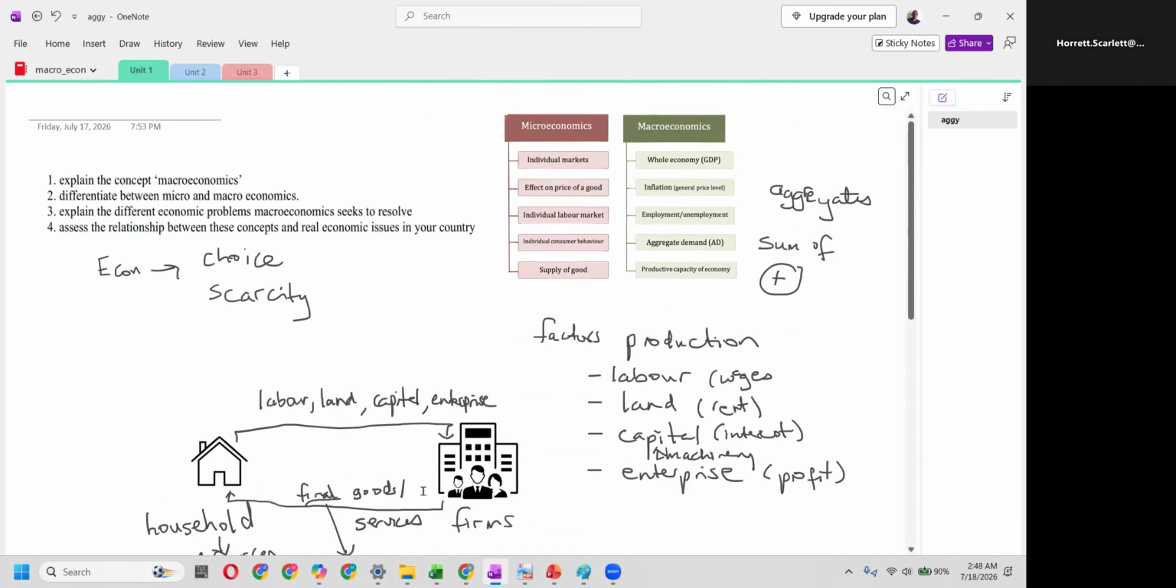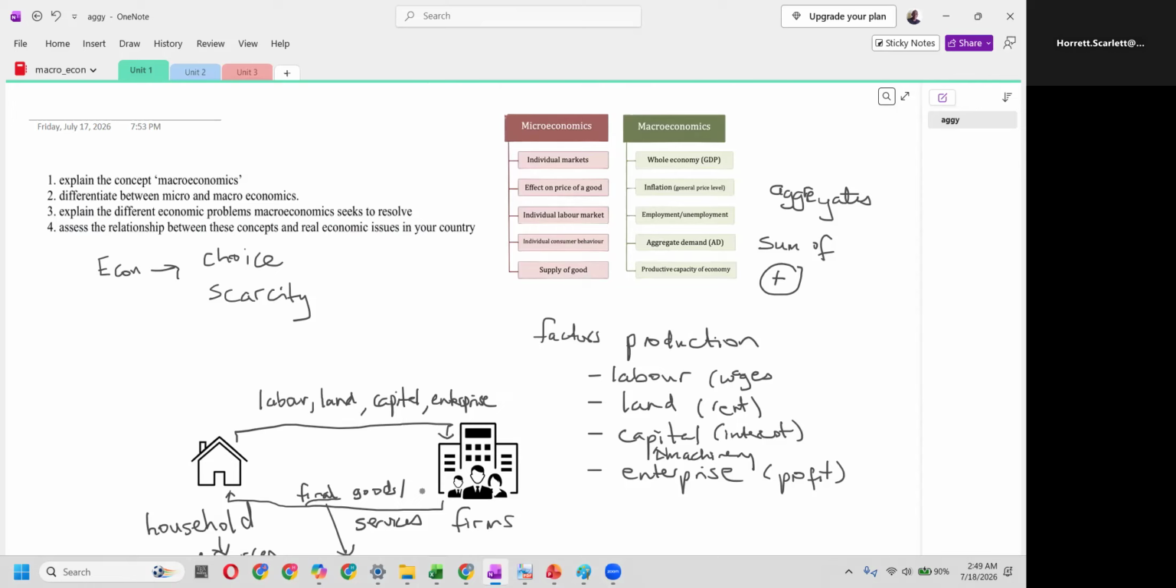So we have basically looked at all the elements which are here. We have examined macroecon. We have differentiated between micro and macroecon. We have looked at some of the problems which are to be solved by a macroecon. And we have created a basic model so that we can understand what is happening within the space by looking at the factors of production and how those factors are being used to produce the final goods and services, which are then going to be consumed by the household.